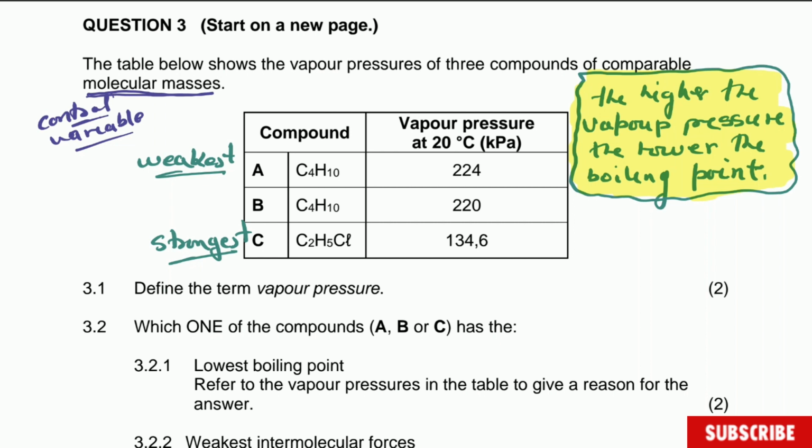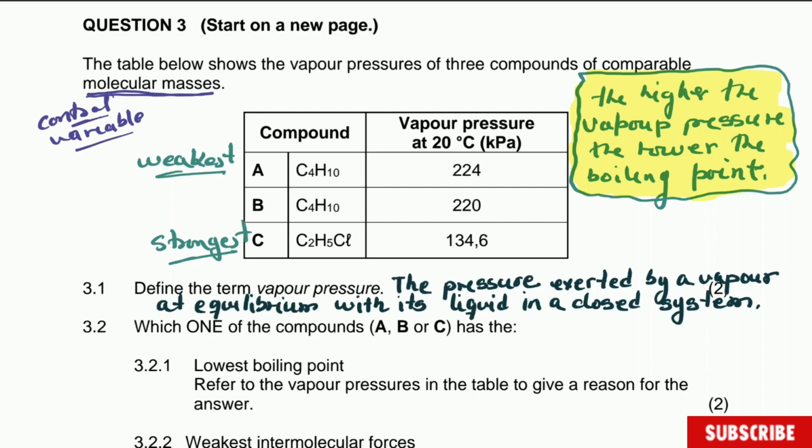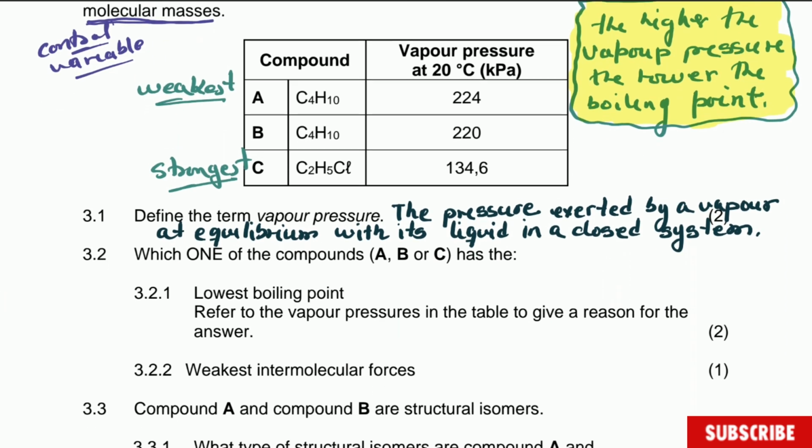Okay, so now question 3.1: define the term vapor pressure. The vapor pressure is the pressure exerted by vapor at equilibrium with its liquid in a closed system. Guys, this is a definition you have to learn. There's nothing to say there. All you have to do is learn the definition.